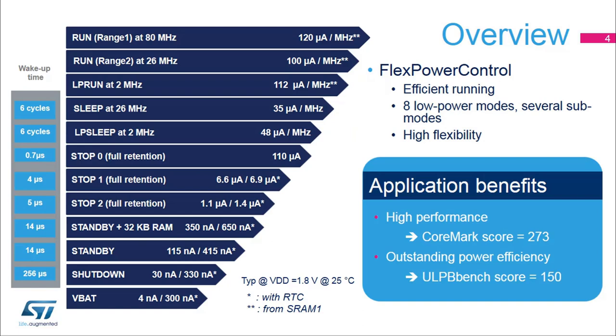STM32L4 devices support 8 main low power modes: low power run, sleep, low power sleep, stop 0, stop 1, stop 2, standby, and shutdown modes. Each mode can be configured in many ways, providing several additional sub-modes.